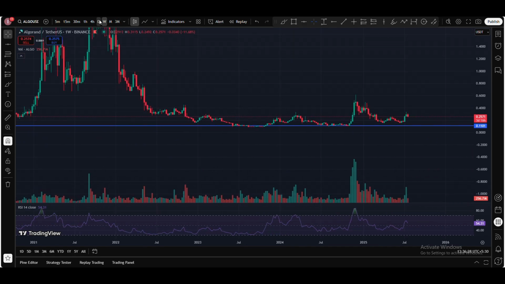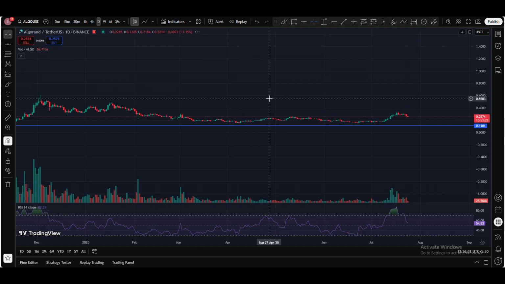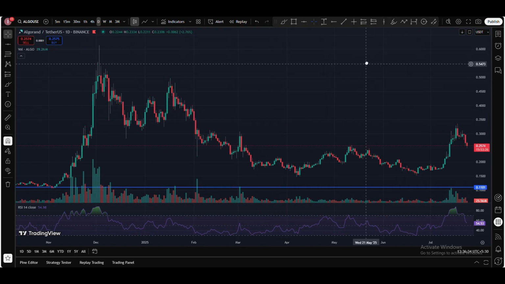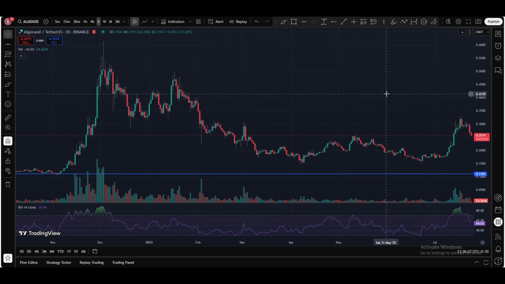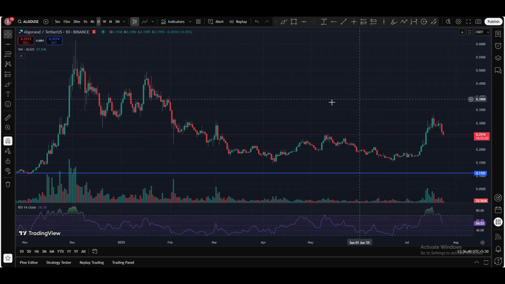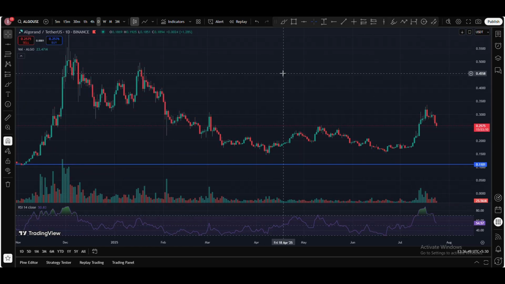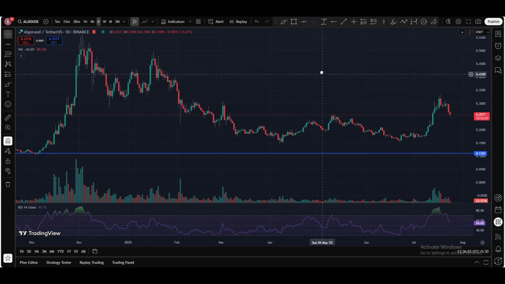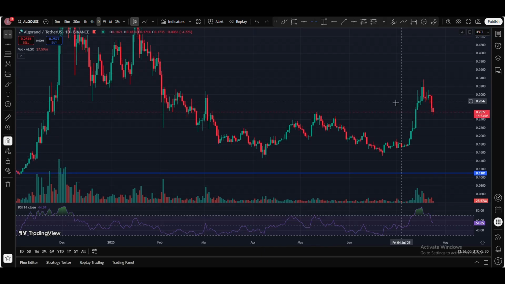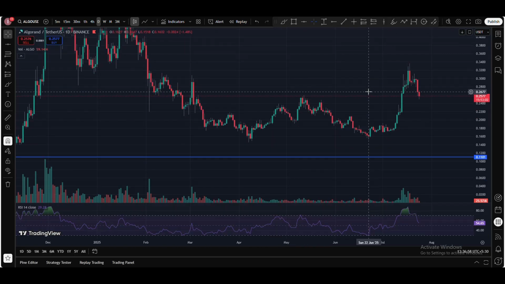Now move to daily time frame and reset the chart. For daily analysis, I use the previous 6-month chart. Actually, we can see a double bottom.